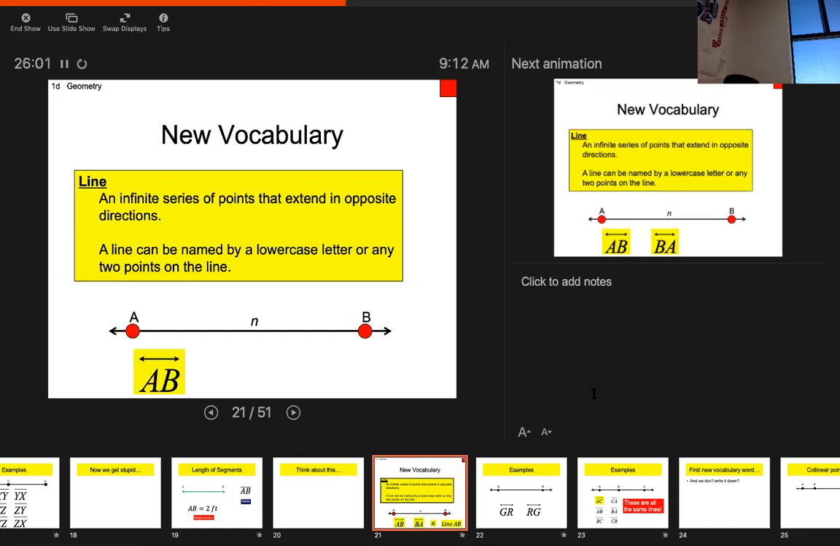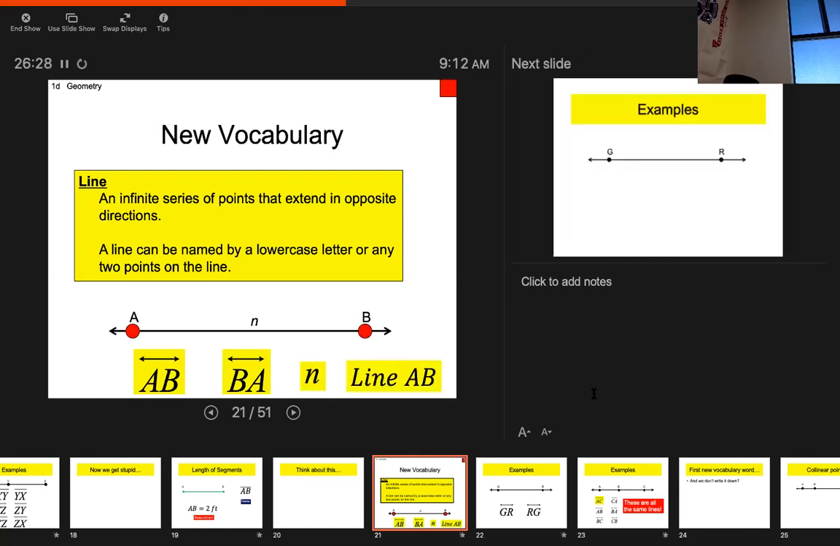They love the letter L. L for line, maybe, right? They love the letters L and M for some reason. Sometimes N. So if you see a lowercase letter, there's no dot here. That's just the name of the line. It's line N. So we literally use the words N, or line N, or line AB.